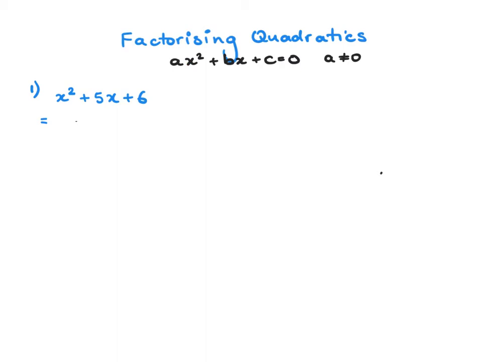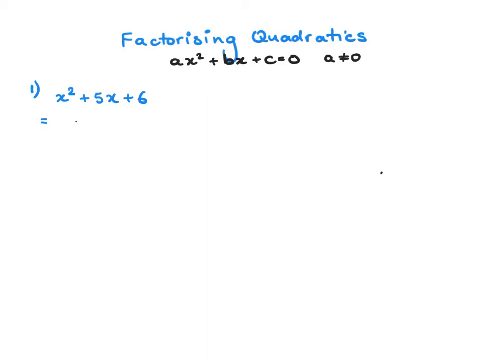So the first question that I'm going to do is this one here, x to the power of 2 plus 5x plus 6. First, we just have to have a look at what the coefficient of x to the power of 2 is. So the coefficient is the number in front. In this case, we are interested in the coefficient of x to the power of 2, and it's 1. So it's 1 here. And if it's 1, this shouldn't be very hard to factorize.